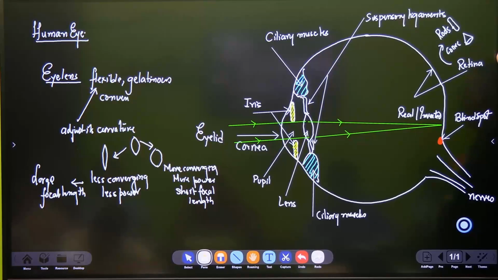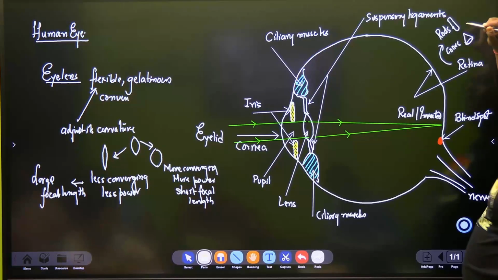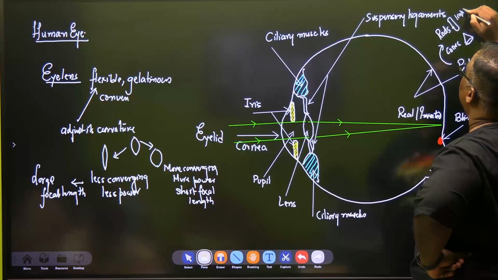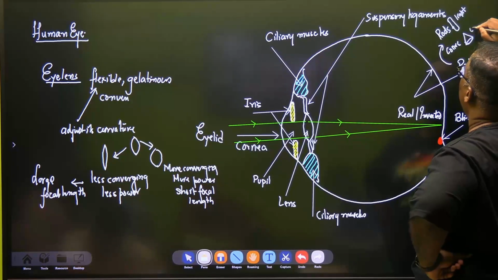So cones are the cells which will help you distinguish and identify colors. A person who is colorblind will be poor in terms of distribution or allotment of cones. Whereas nocturnal animals like bats and owls can see in the dark. Rods are sensitive to light. Remember, rods are sensitive to light and cones are sensitive to color.